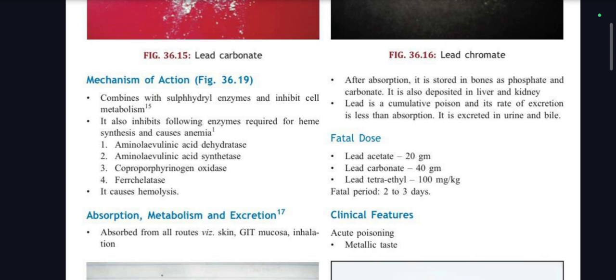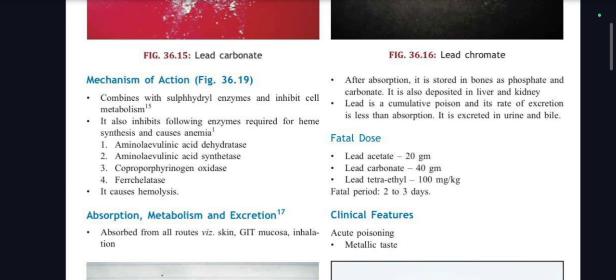Now what about absorption, metabolism and excretion? It is absorbed from all routes like skin, GIT, mucosa, inhalation. After absorption, it is stored in bones as phosphate and carbonate. It is also deposited in liver and kidneys, but the most common tissue is bone. Lead is a cumulative poison and its rate of excretion is less than absorption. It is excreted in urine and bile.